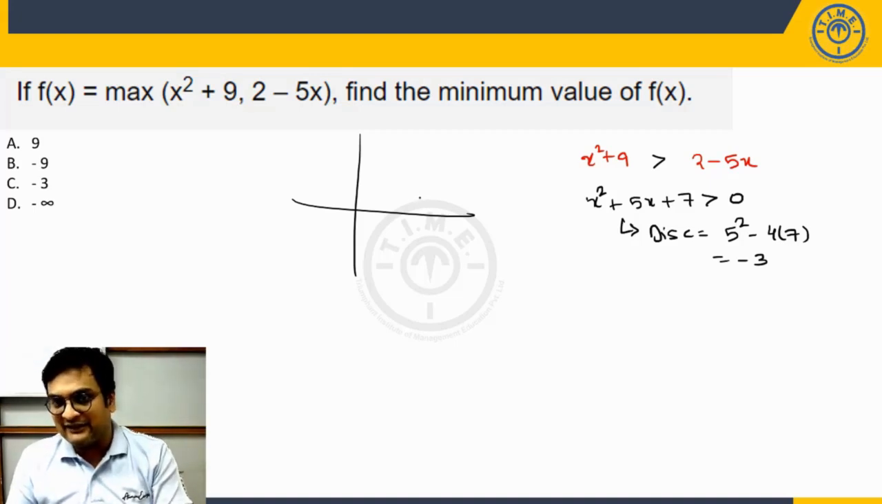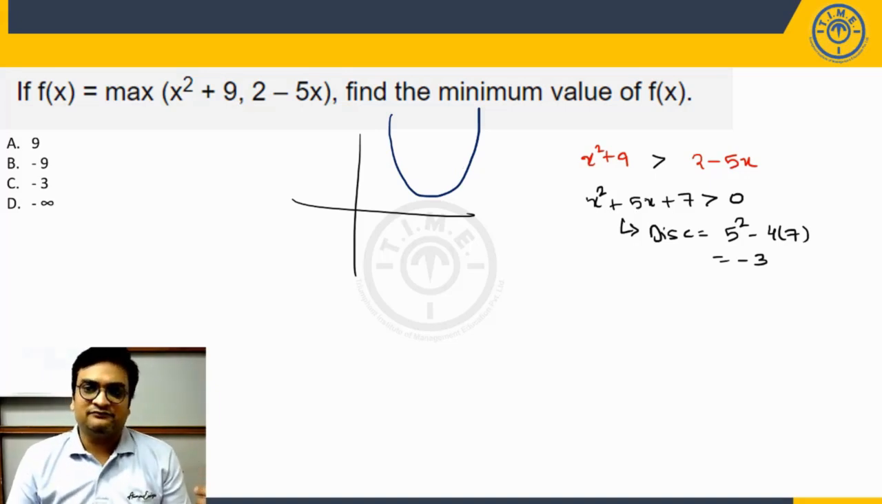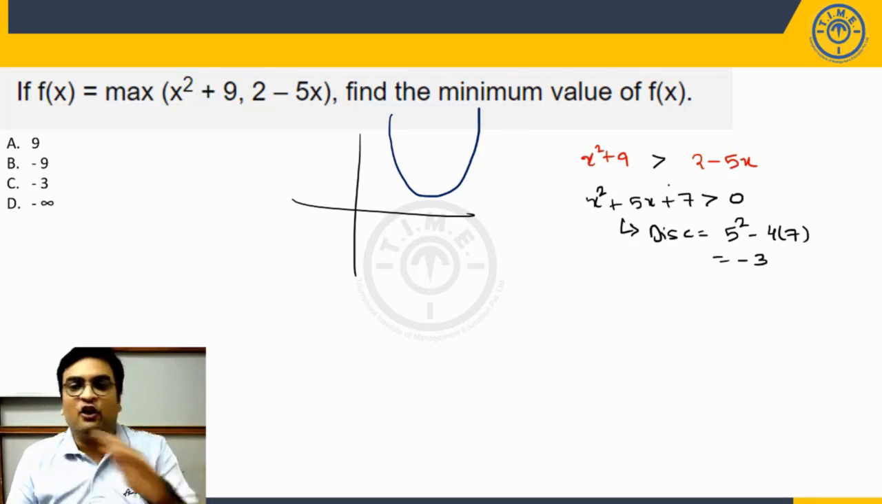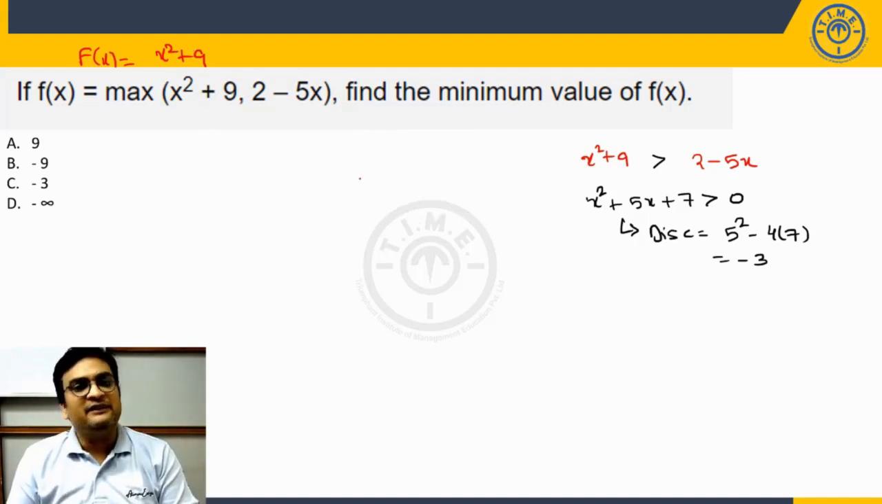So if it doesn't intersect the x-axis, can I say this graph should always be above the x-axis? If it is above the x-axis, for all values of x this expression is going to be positive. Now if this expression is positive for all values of x, we may say that x square plus 9 will be greater than 2 minus 5x, always. So if it is always greater, can I simply write down f of x is the maximum of these two, and this is always going to be the higher one? Thus f of x is simply x square plus 9.